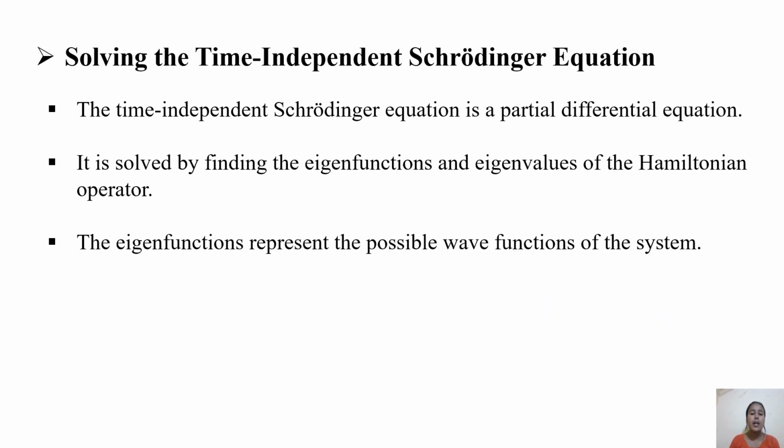Solving the time independent Schrodinger's equation. The time independent Schrodinger's equation is a partial differential equation. It is solved by finding the eigenfunctions and eigenvalues of a Hamiltonian operator. The eigenfunctions represent the possible wave functions of the system.